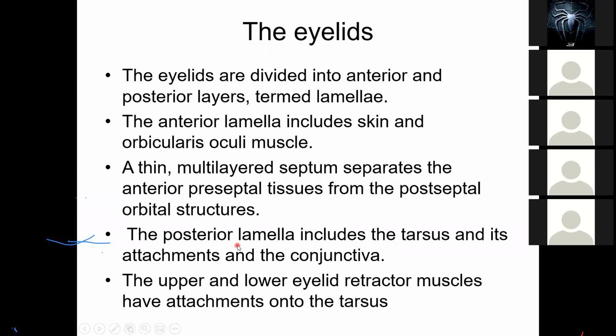All right. So as I was saying, the posterior lamella includes the tarsus. It's more of a connective tissue in there, and its attachments and the conjunctiva. We'll get into more details to get clearer soon. Now, the upper and lower eyelid retractor muscles have attachments onto the tarsus. So the tarsus is the connective tissue that is found in the posterior lamella, and the muscles that cause the eyelids to open and close, which are referred to as the retractor muscles, are attached onto this tarsus. I hope that is clear.